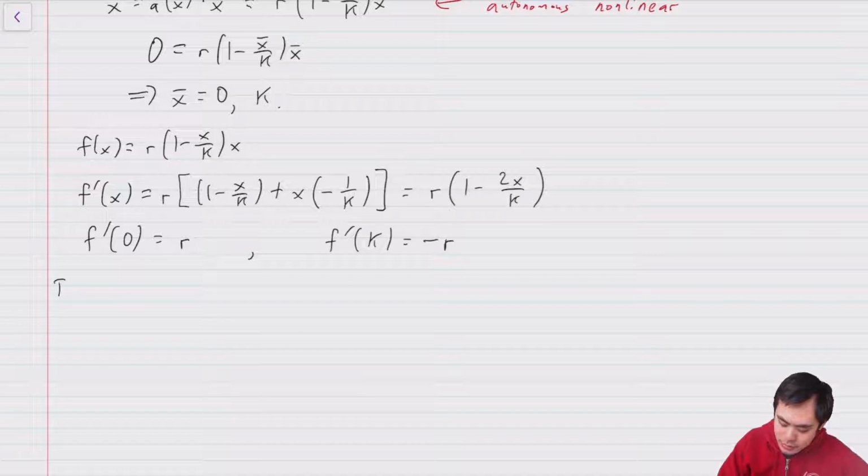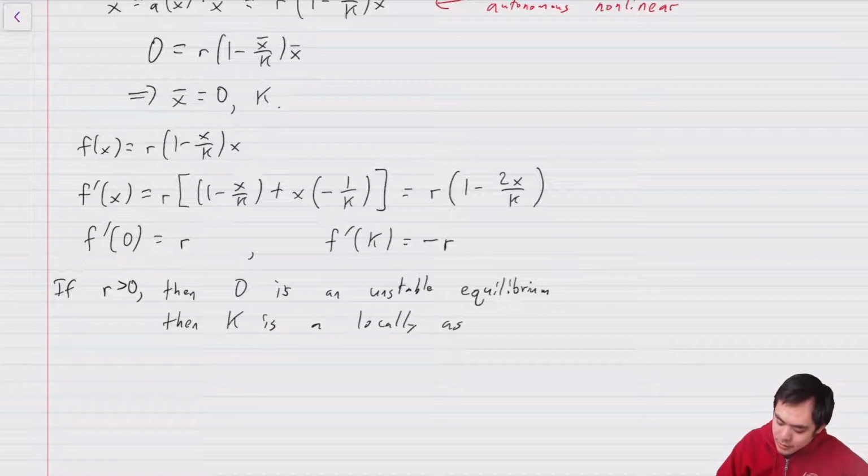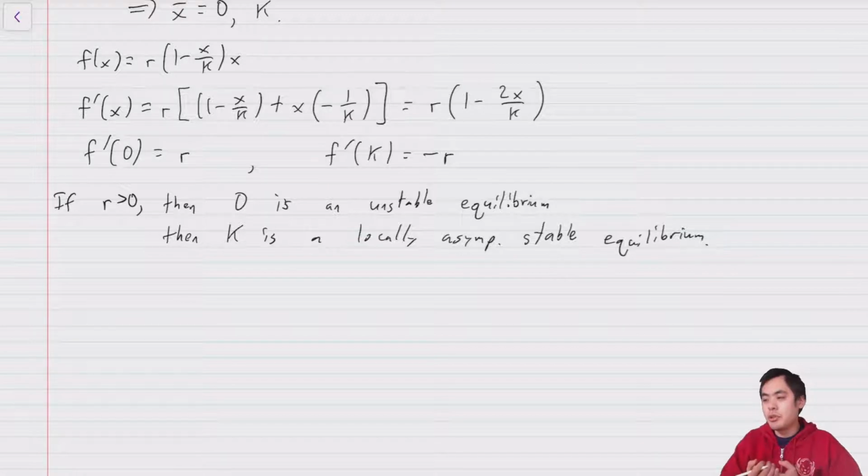So if r is greater than 0, then 0 is an unstable equilibrium, locally at least. I mean, it's unstable, period. And then k is a locally stable, asymptotically stable equilibrium. Okay, so this is only talking about local stability.